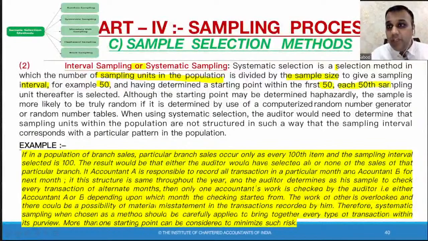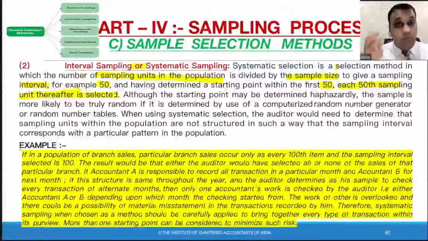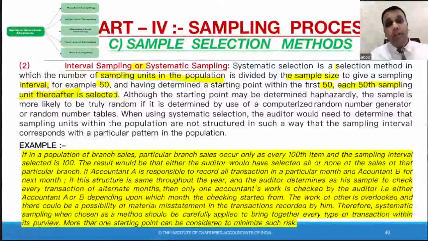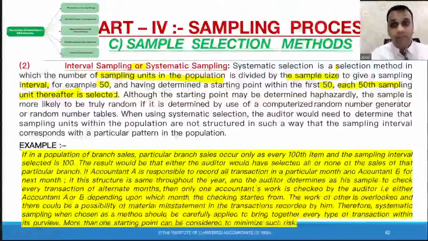Each 50th sampling unit thereafter is selected in an entry of 5 lakh units. What you will do, you will select the 50th item, 100th, 150, 200, 250, 300. The systematic interval is 50. You have formed a base, some idea in your mind. Not randomly. Randomly, I would have chosen, okay, number 40, number 80, 95, 96, 1000, 200. That is random.